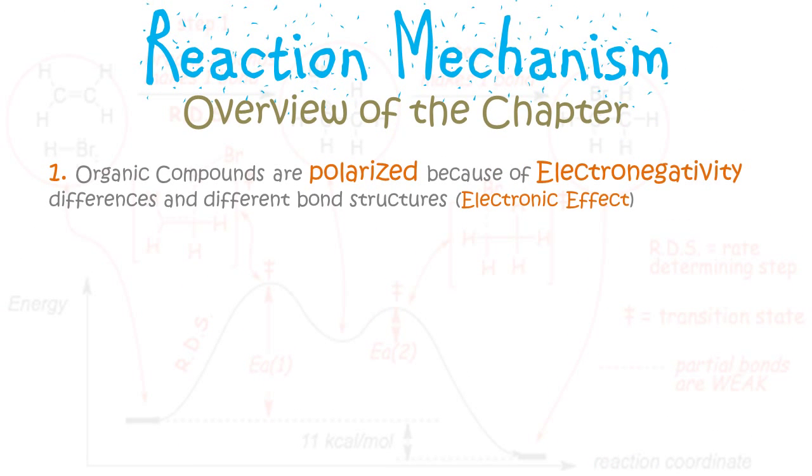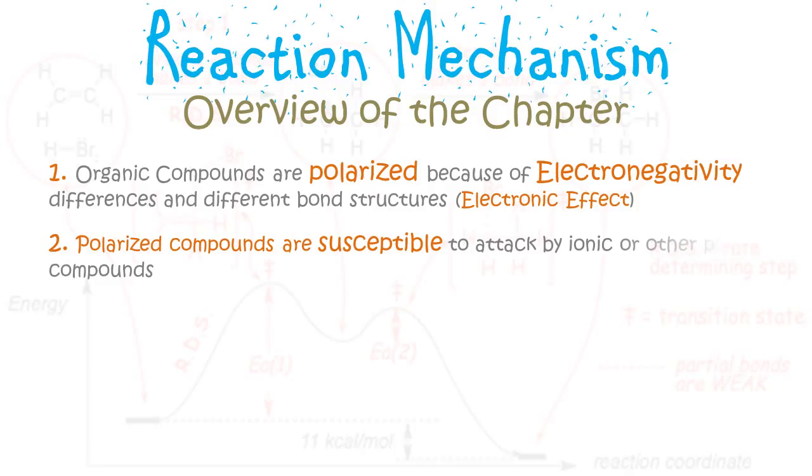So basically, in reaction mechanism, we study about the electronegativity differences in the compounds and also the electronic effect because of the different bond structures in the compound. This is very important, and this will be discussed in great detail in subsequent videos. These polarized compounds get susceptible to attack by ionic or other polarized compounds.